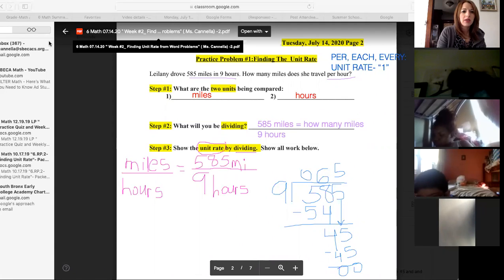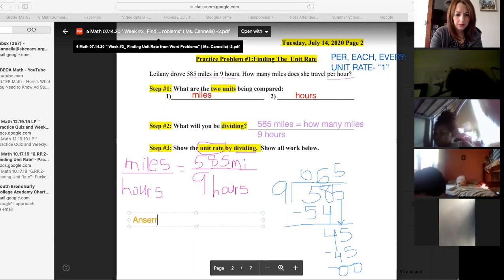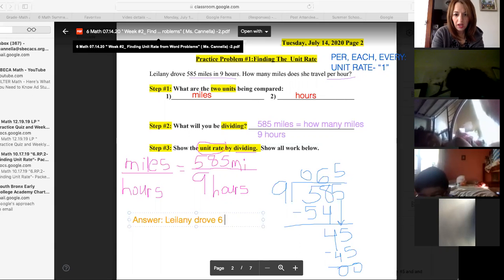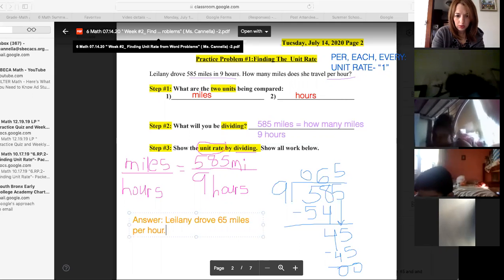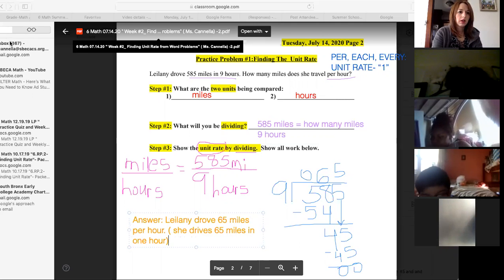So at the bottom, you're going to write 65. I'm going to write, answer. At the bottom, it says Leilani drove 65 miles per hour, which is the same as she drives 65 miles in 1 hour. All right, there's that.